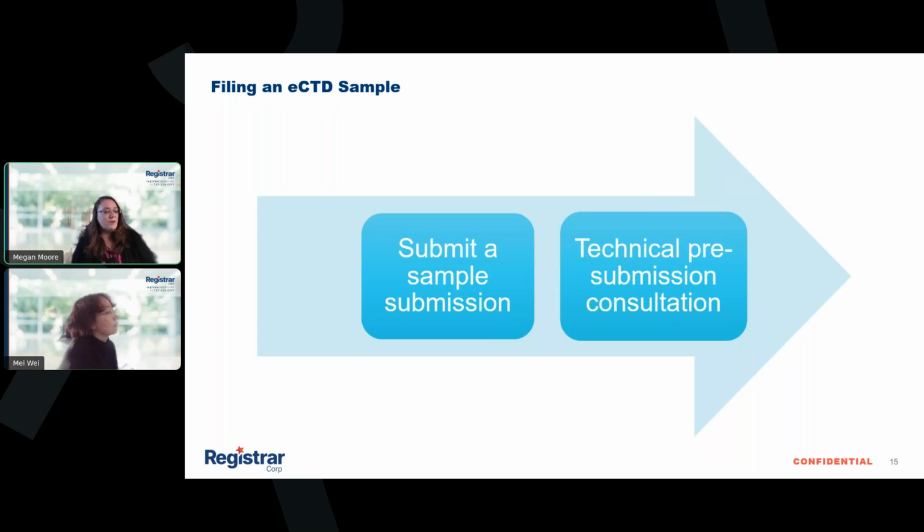However, Registrar Corp has already completed this process for Type 1, 2, 3, and 4 master files. So if we were to compile on your behalf, you can skip the sample submission and the technical pre-submission consultation entirely. So Registrar Corp has the expertise to prepare the submissions in the appropriate format. This saves time for your master file to be filed and for your customer to get their application approved with the agency.